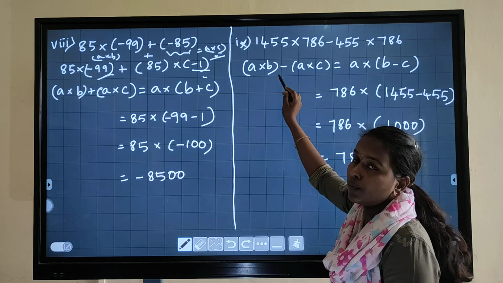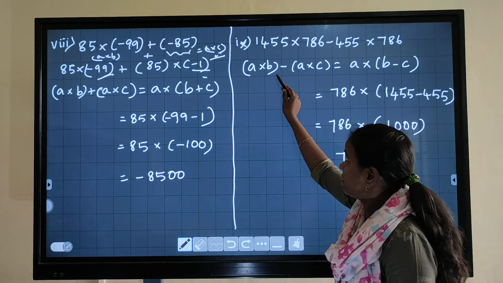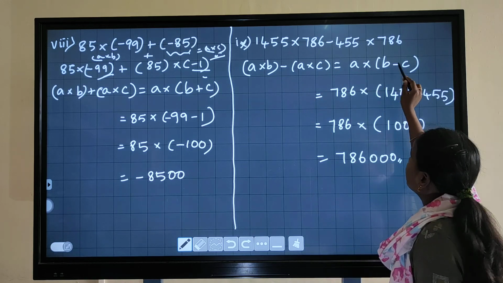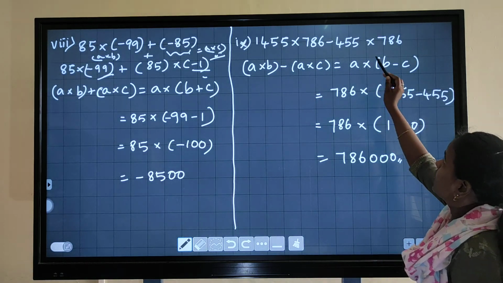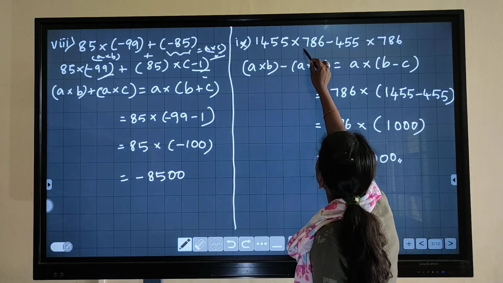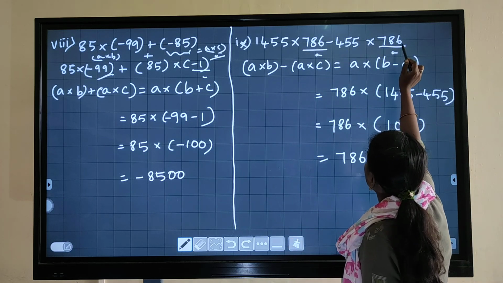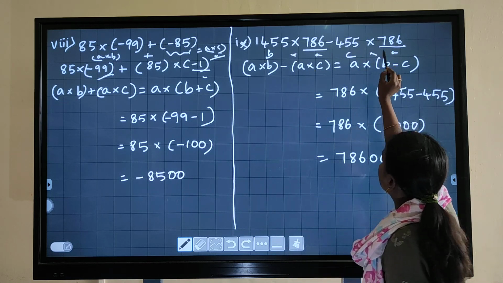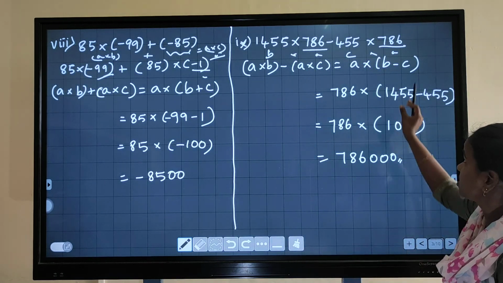So what is the distributive property over subtraction? A multiplied by B minus A multiplied by C, we can write as A multiplied by B minus C. So this is A value, this is B, this is C. A multiplied by B minus A multiplied by C is given. So this is the formula.